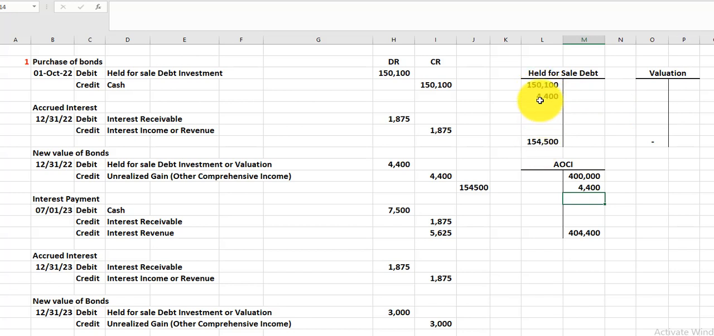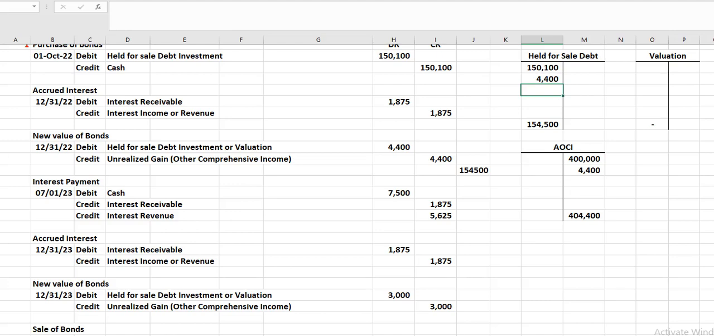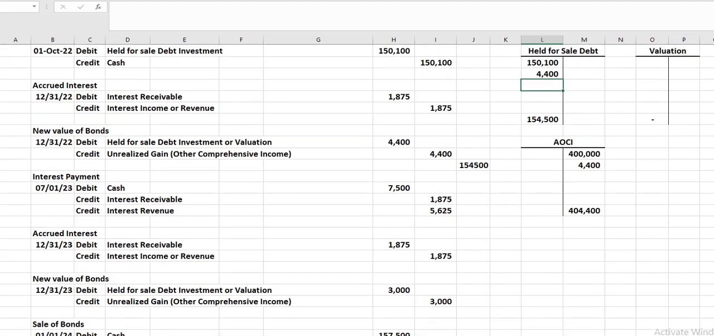Either putting them together this way, or you just have it look like this, and then you would add these two together at the end of the year and put it on the balance sheet. So again, the mechanics can be a little different, but we tell the same story, the same result, and that's what matters.